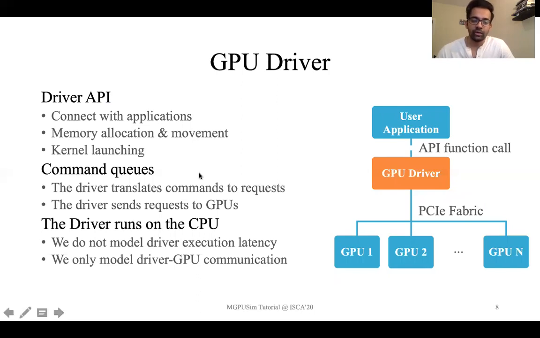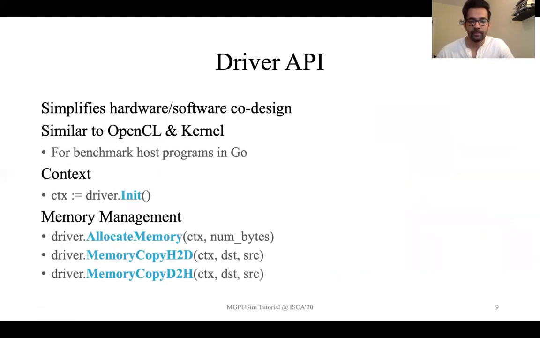The important thing to note here is that the driver actually runs on the CPU, and we do not model the driver execution latency. However, we do model the driver to GPU communication, which happens through the PCI fabric. Now, the driver API is very important as it simplifies the hardware to software co-design. This is very similar, in fact, to OpenCL and other programs. So it provides an OpenCL runtime API, for example. It provides a similar API to write the host programs in Go.